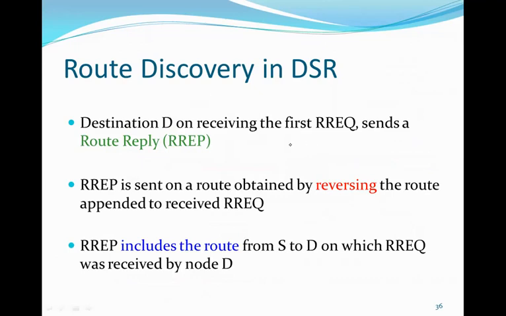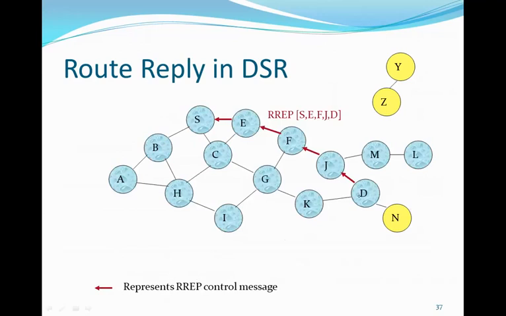Now the destination, on receiving the route request, will send the route reply. This route reply by itself is a specialized packet that also contains the control information about which nodes will be a part of this communication. So the route reply is sent on a route obtained by reversing the route appended to the received route request, and therefore the same path will be used, but in the reverse direction. Now the route reply includes the route from S to D on which the route request was actually forwarded and received by the destination node. So here in this example, you can see that D has selected.